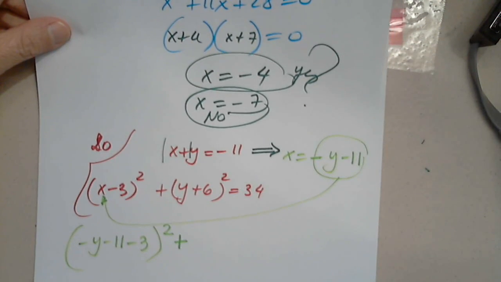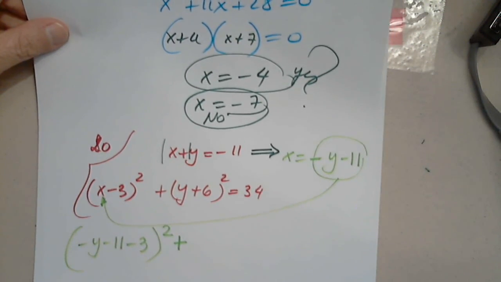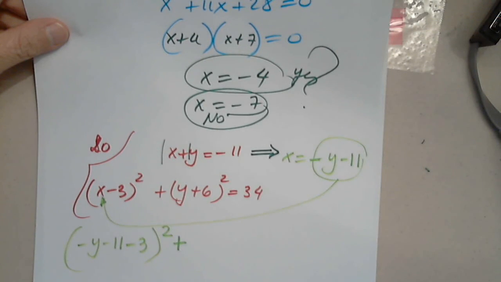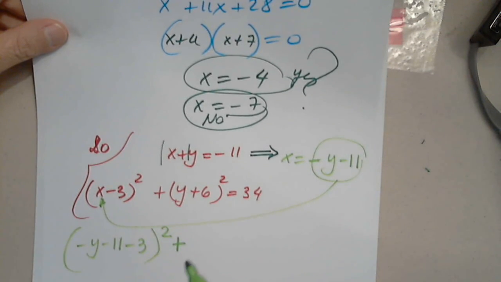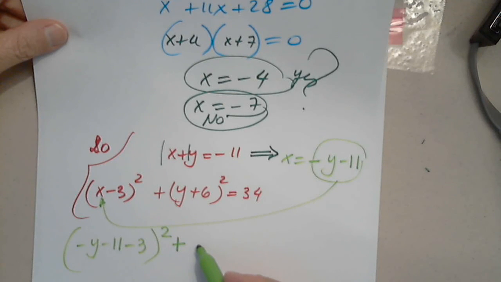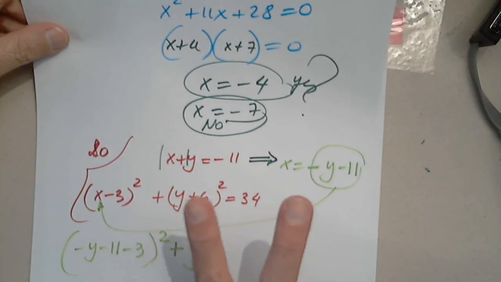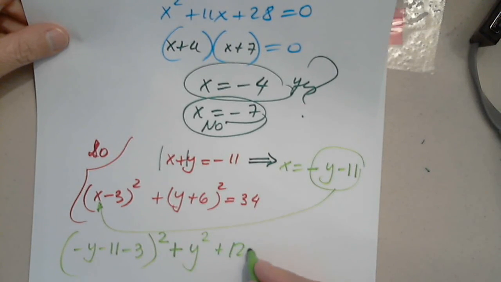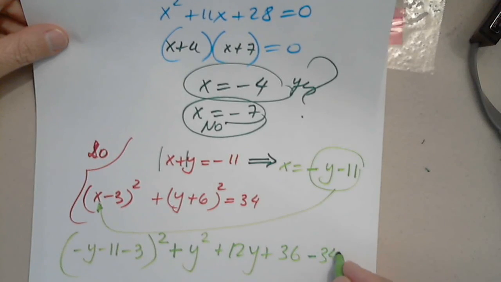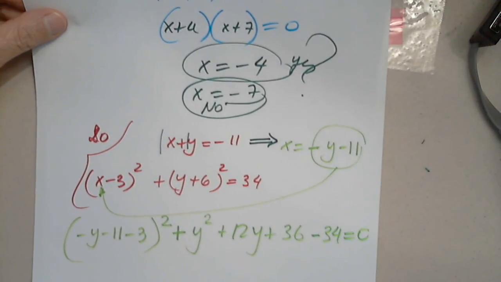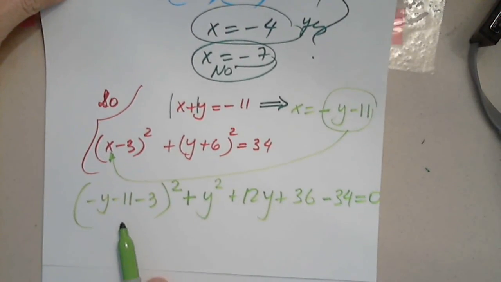When we square a binomial, how many terms do we get? Three. Very good, thank you very much. y squared plus 2 times the first times the second, plus the second term squared. Of course, I'm going to subtract 34 and get 0. Now I have to be careful with this.